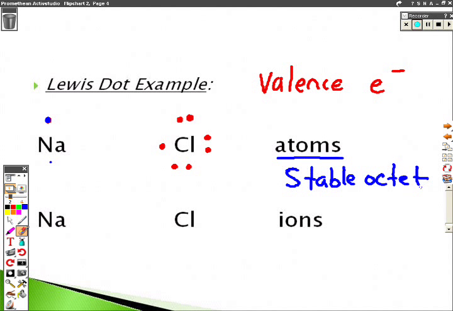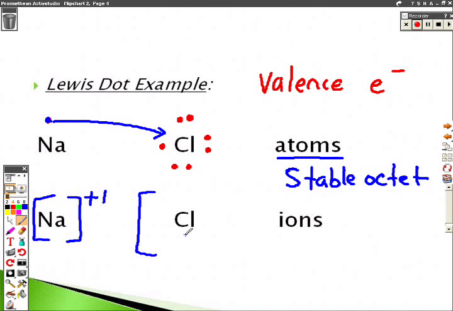So this sodium right here loses its electron. So I'm going to go ahead and show you what happens. This gets lost, chlorine gains it, and this electron isn't here anymore. So we don't draw it like that. We put brackets around sodium and put a positive 1, signifying that it lost an electron. And chlorine gets a bracket around it with a negative 1, and this is why. It gained that electron from sodium. Along with its other 7, it now has a stable octet.